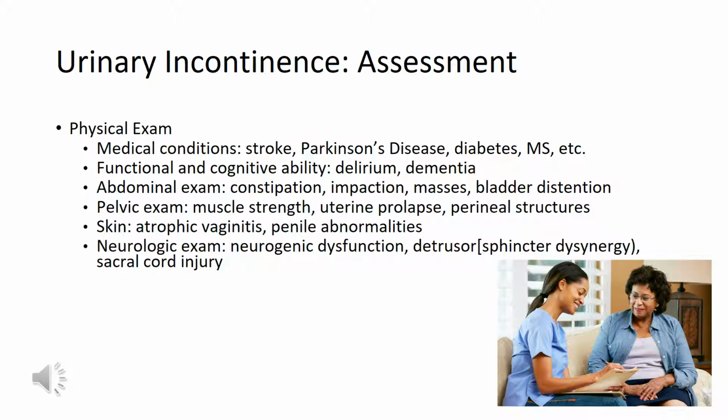It's also important to consider what is the functional and cognitive ability of your patient. Are they delirious, or do they have dementia? On an abdominal exam, are they constipated? The same nerves which go to the bowels also control the bladder. So if patients aren't having regular bowel movements and they're constipated, then they're probably also having issues with urination, which can lead to urinary retention and then lead to overflow incontinence.